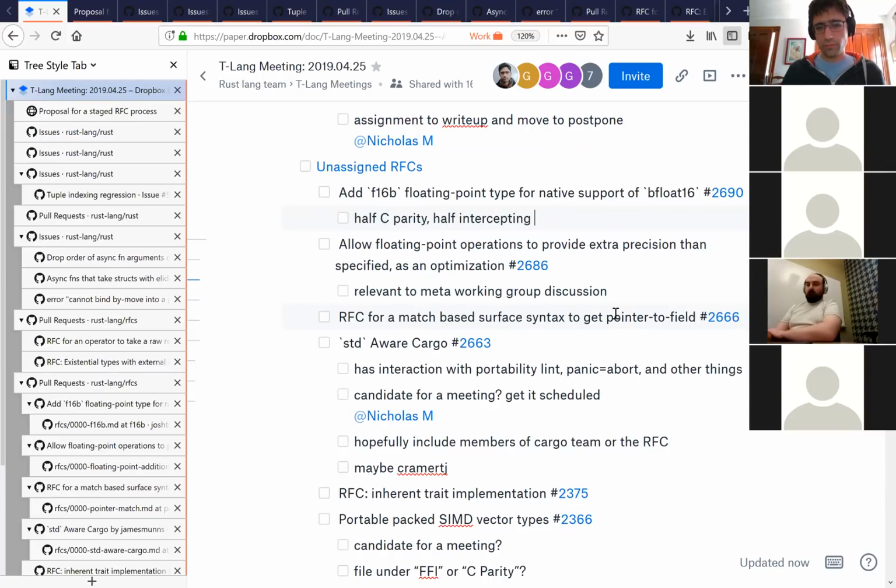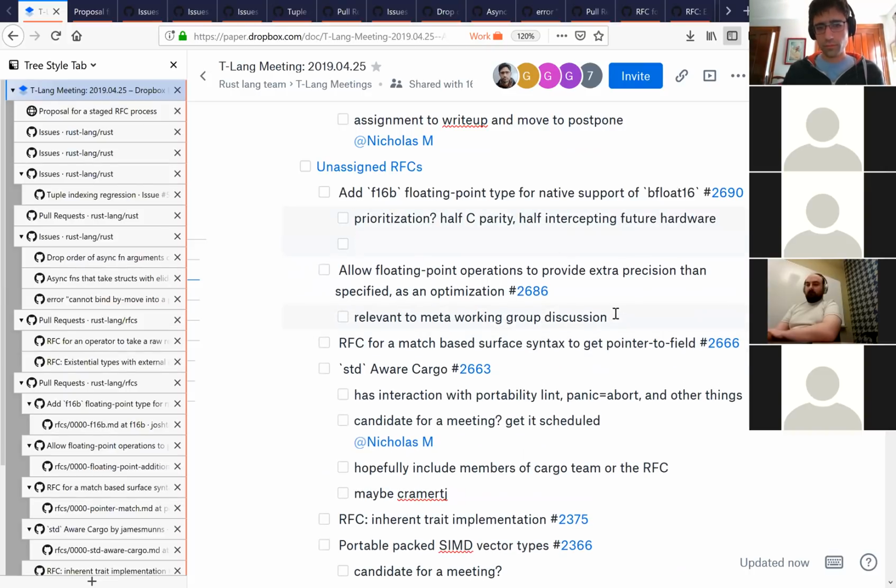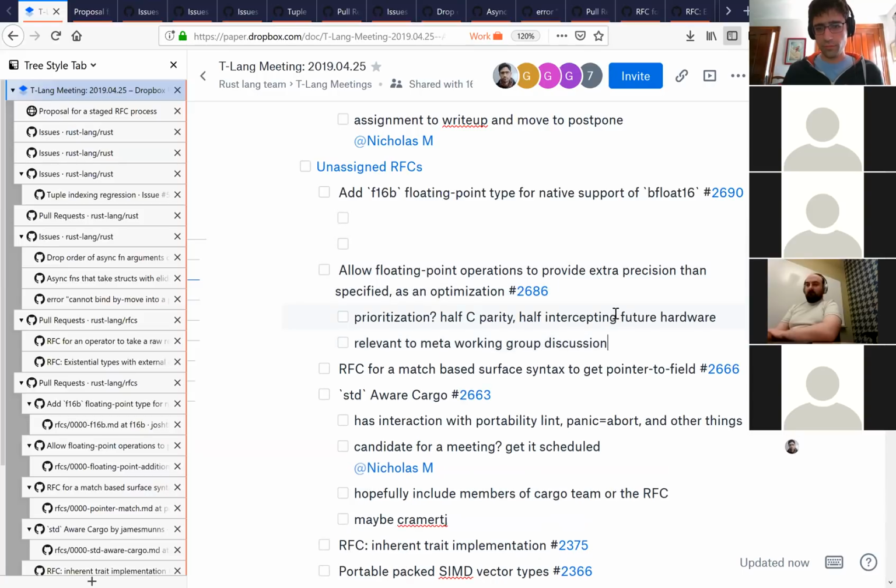But it's actually the other way around. Floating point optimization for extra precision is the one that is half C parity, half intercepting future hardware. The F16B floating point type is primarily about intercepting future hardware that will have hardware support for this. In terms of prioritization, that's something I wanted to bring up briefly in this meeting.